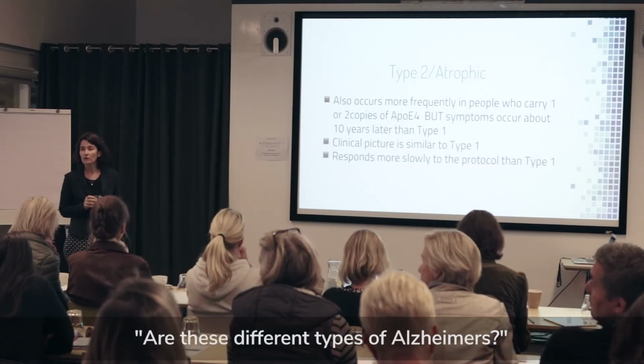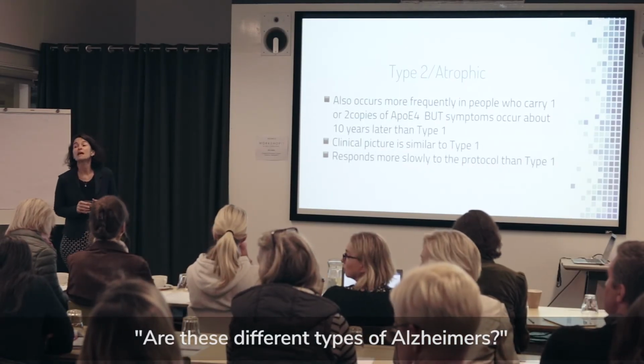Sorry, are these different types of Alzheimer's? These are different types of Alzheimer's, yes. Type 1 would be the inflammatory type. Type 2 would be the atrophic, which is all about lacking your vitamin D, your hormones. As you see it, opposed to any test that might be done.